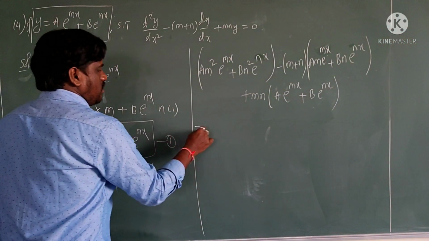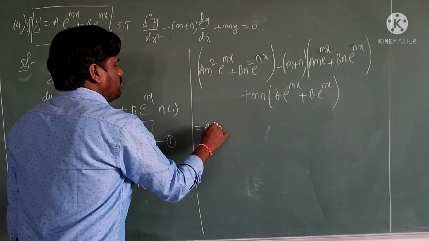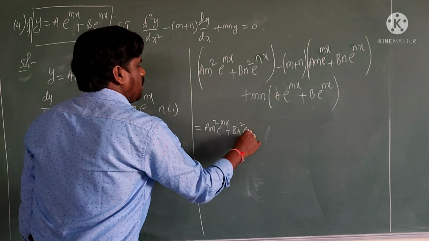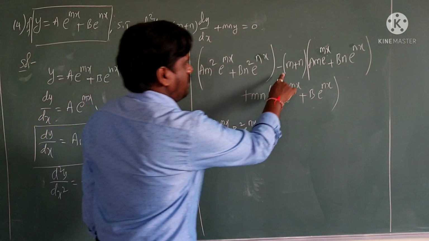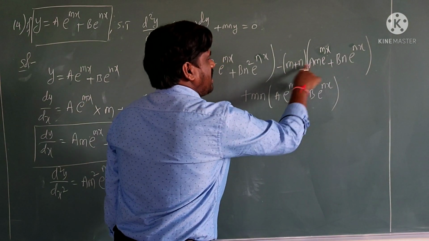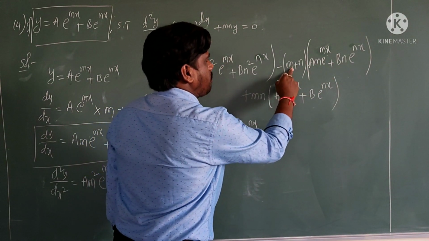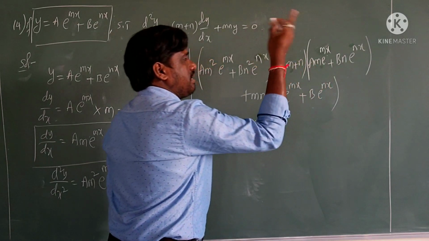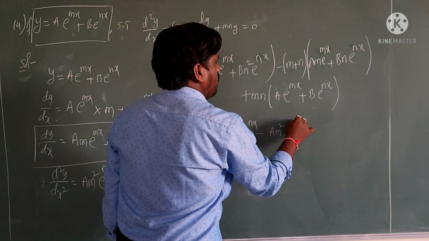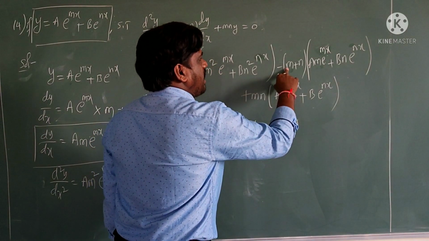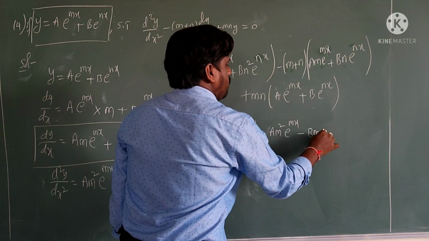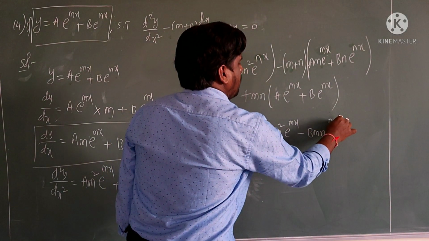So therefore, can I write this as am square e power mx plus bn square e power nx. Look at here. I am going to do minus this, minus into this. With m I am multiplying, m into m square. So minus am square e to the power of mx. And again minus m I multiply here. So minus bmn e to the power of nx.